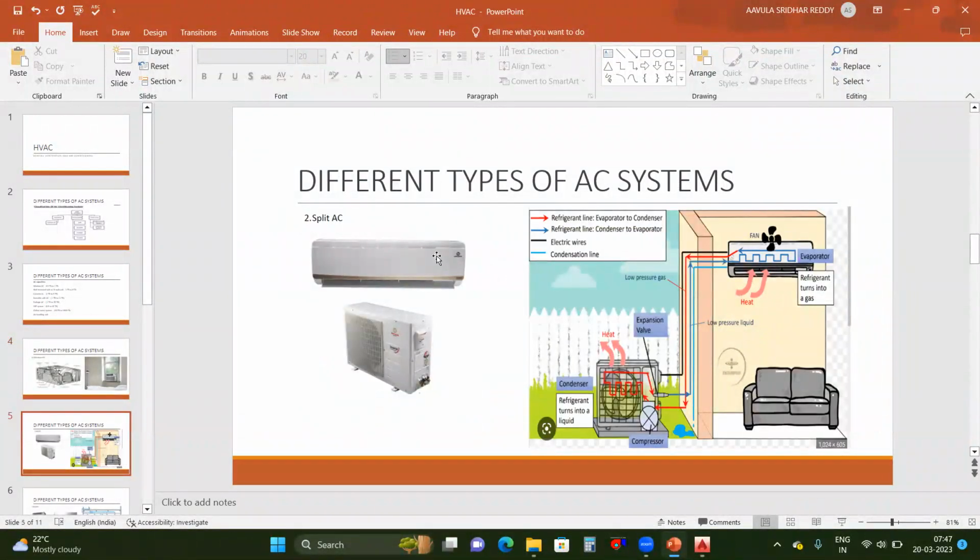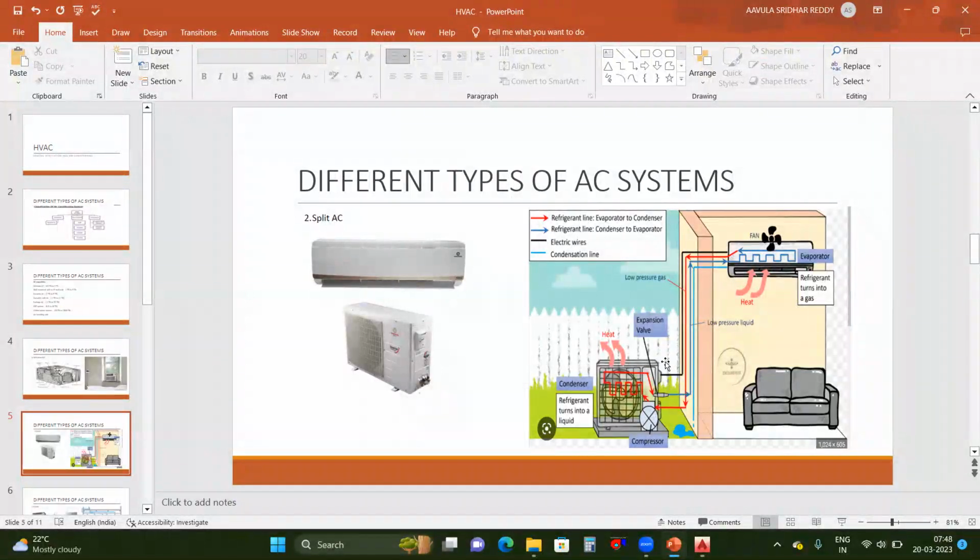So next one is split AC. So split AC, you can see we have one indoor unit and outdoor unit. So this is called indoor unit and this is outdoor unit. So we will connect both with the copper piping. So this is a refrigerant line, evaporator to condenser. Blue line is the evaporator to condenser line. There is a supply line and red color line evaporator to condenser. This is a suction line. The blue one is the liquid line and red one is the suction line.